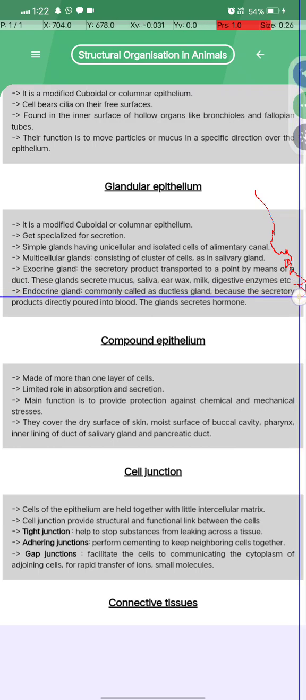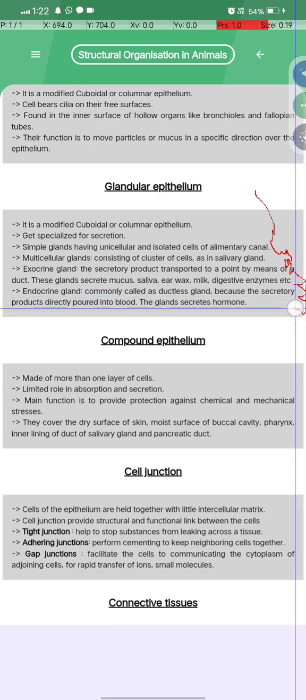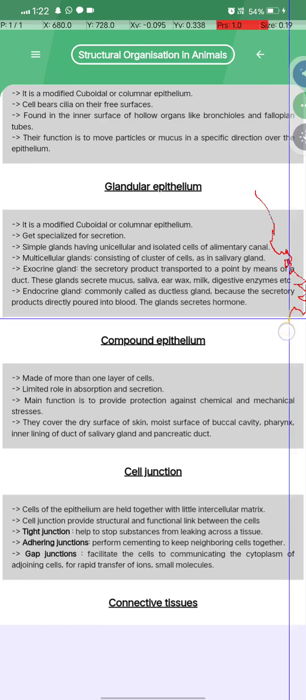Endocrine glands are commonly called ductless glands, because the secretory product is poured directly into the blood, and the gland secretes hormones.